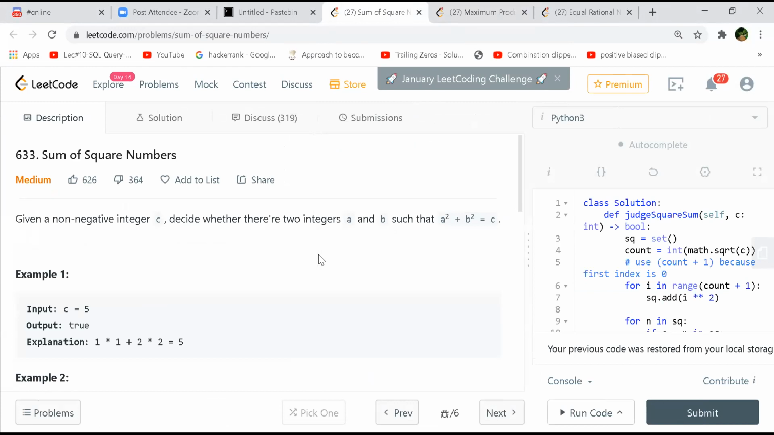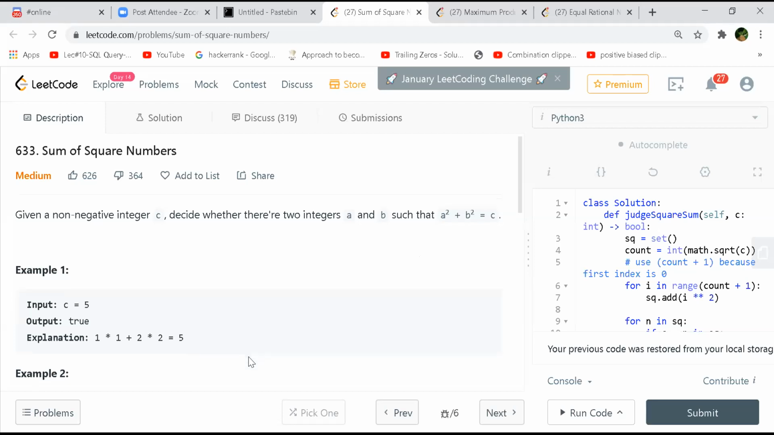So next is sum of square of numbers. We are given a non-negative integer, that means 0 and positive. Decide whether there are two integers a and b such that a squared plus b squared is equal to c. Okay, this is like yesterday's problem only, right? If you can break this number into a perfect square kind of thing.